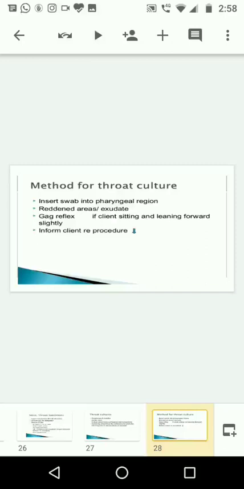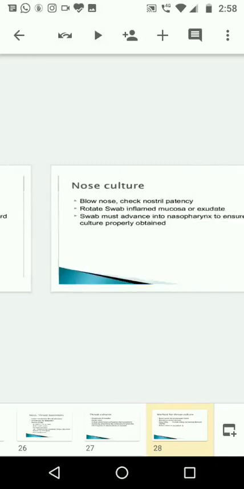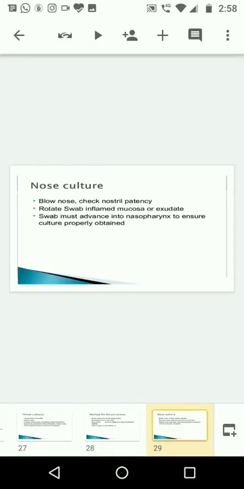The method of throat culture is the same. We will insert the swab into the pharyngeal region and look for the reddened or exudated area. Then the patient will have a slight gag reflex. If the procedure is successfully done, we will not do it again, and if it is contaminated, we have to do it again.